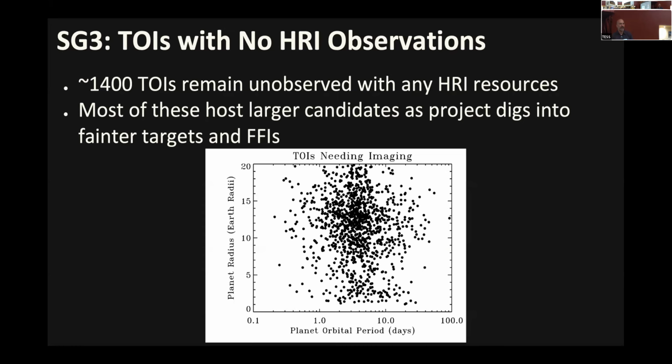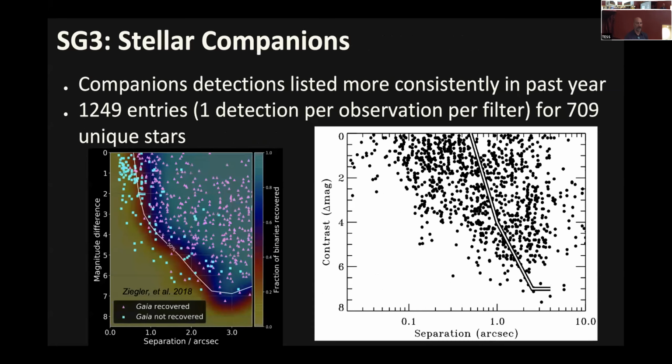So this is just a summary of about the 1,400 TOIs that remain unobserved. It's just a plot of orbital period versus radius. I just wanted to show that it's sort of all over the map, but at the bottom, where the smaller planets are, we're actually starting to clean those out. And I think that's really great.